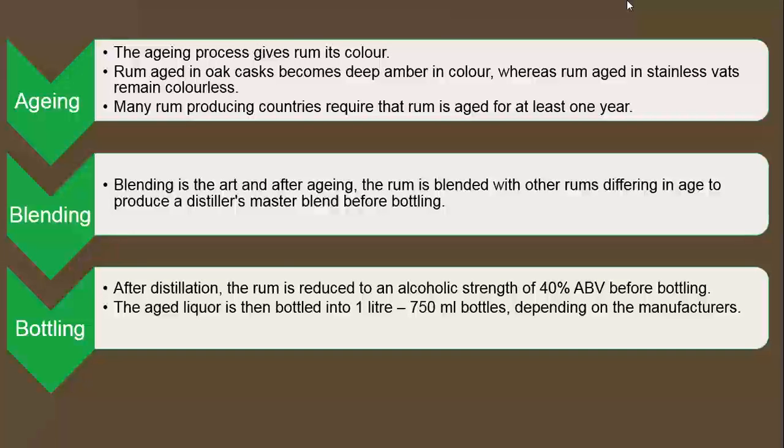Once distillation is completed, the rum is reduced to an alcoholic strength of 40% ABV before bottling. The aged liquor is then bottled into 1 liter or 750 ml bottles depending on the manufacturer.